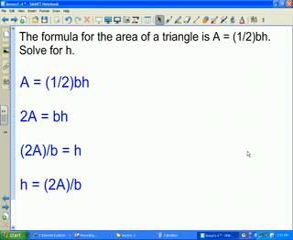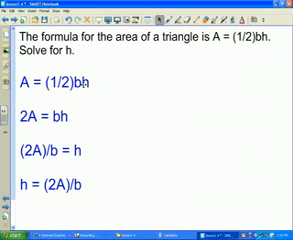In other words, typically when we look at the area formula for a triangle, we see that formula in a form where it's solved for the variable A, the area variable. What this example is asking you to do is take that area formula, but solve it for the height, so that height is the isolated variable. So in this example, area is 1/2 base times height.